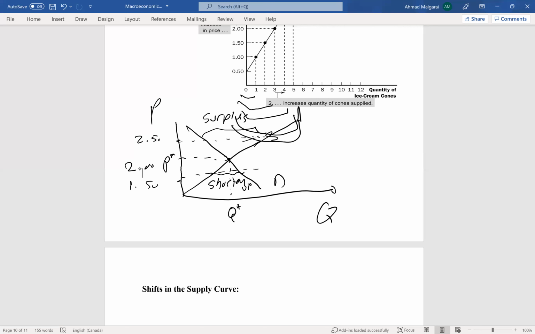So in either case, if you have a surplus, the producer will have to lower the prices until the price reaches here. But if the price is here, then there will be a shortage in the market, and the producer has to increase the prices until we reach here.